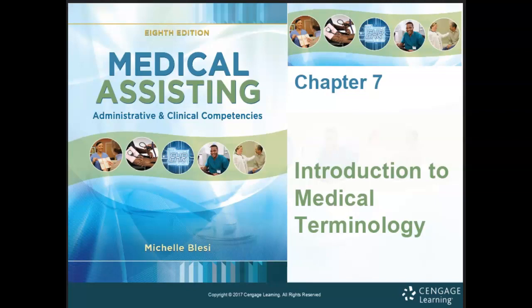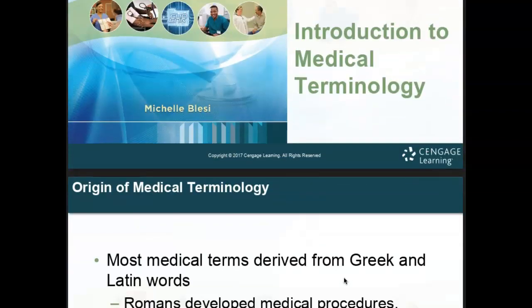Hi, part two for the introduction to medical terminology. I know I've already lectured and posted medical terminology part one, but I really feel it's important to go over the origin of medical terminology and just get a better grasp for it. So we're going to go ahead and go through part two, which is the PowerPoint that's attached to your textbook directly, Introduction to Medical Terminology.